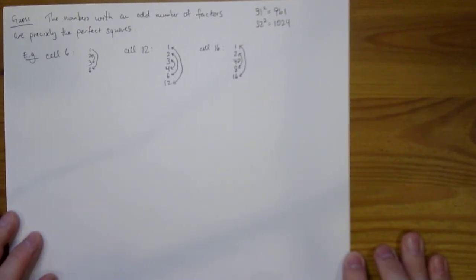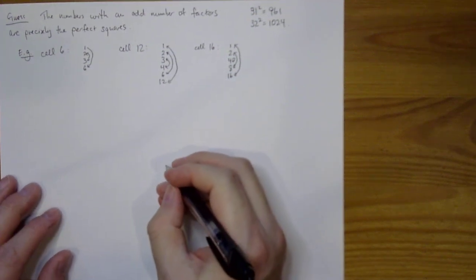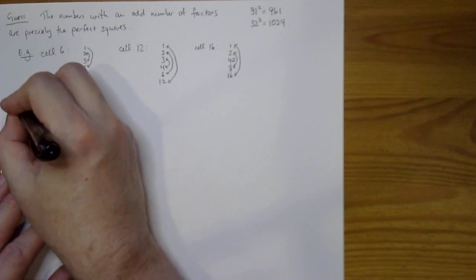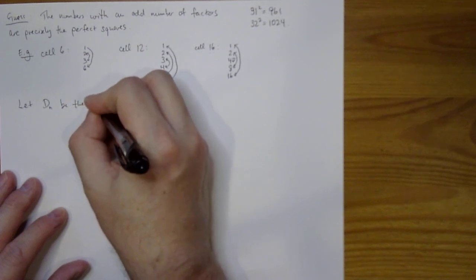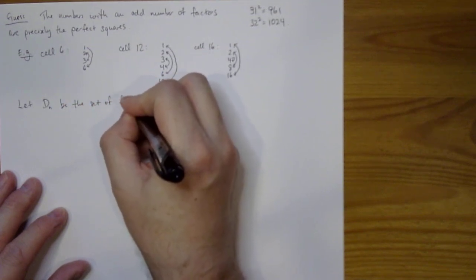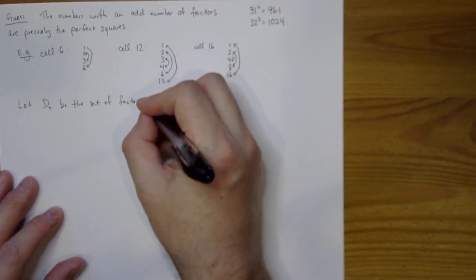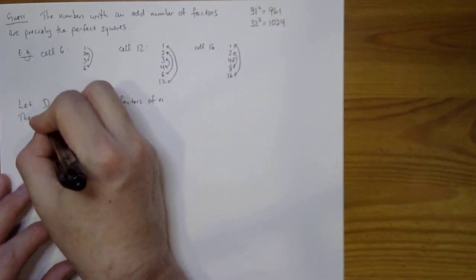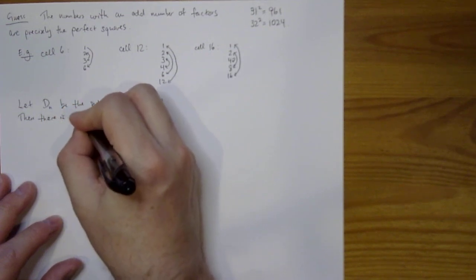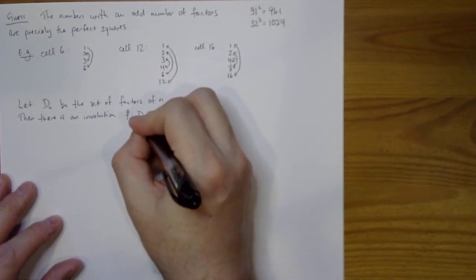And the 4 getting paired off with itself is the square root of 16. So if you want to write this more formally, you can say let d sub n be the set of factors. I've been saying factors and I'm really thinking divisors, so that's why I said d. Factors or divisors of n. Then there is an involution, let's say f from d sub n to itself.